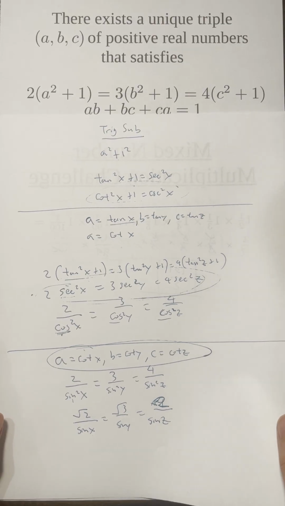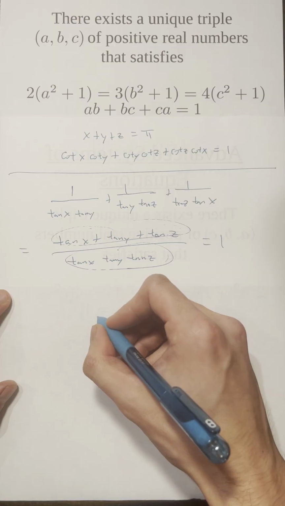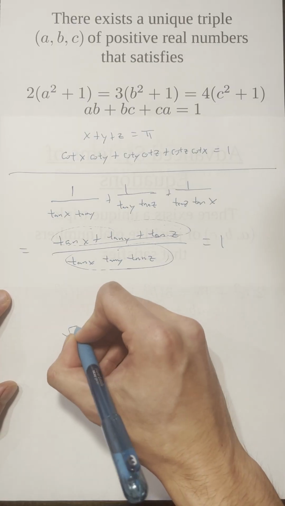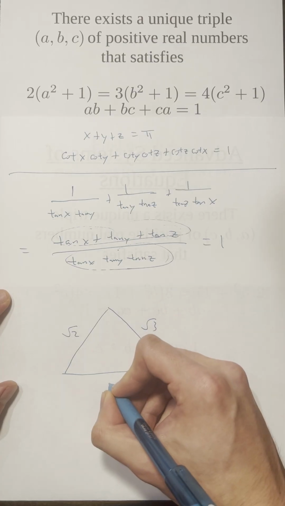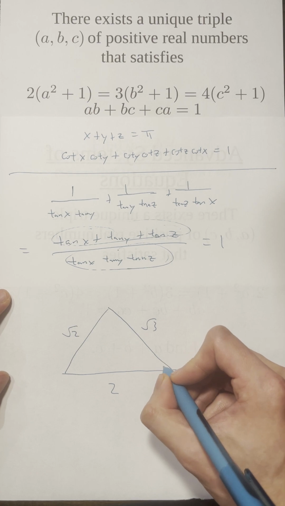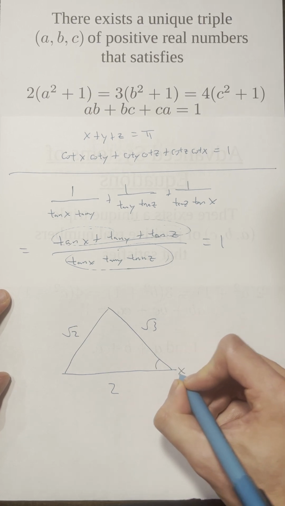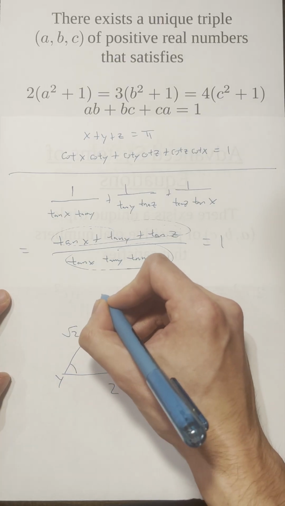So we're going to draw out the triangle. Okay, root 2, root 3, and then 2. Okay, and then let's see here. X, Y, Z.